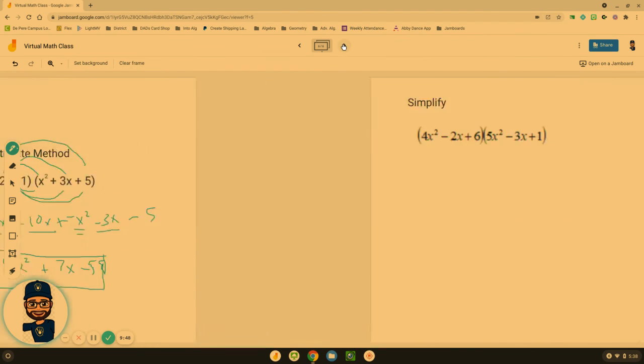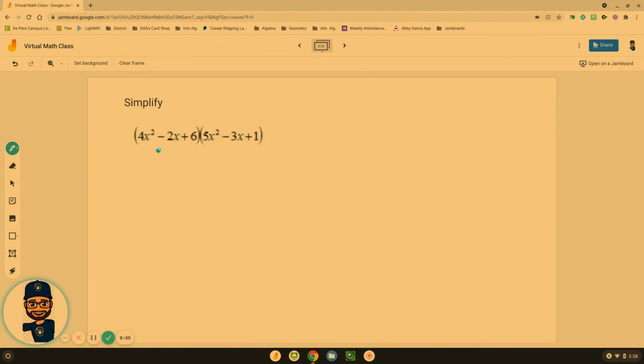Now, the last one is the most challenging, right? I've got a trinomial times a trinomial. What I would like you to do is take a minute, pause the video, and again, you can set up either method that you want, box method or distribute, and see what you get for a result. When we get back, you're going to see my answer and work on the screen.